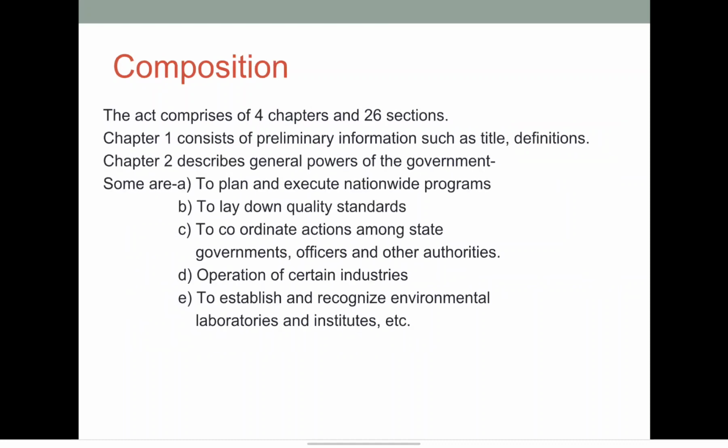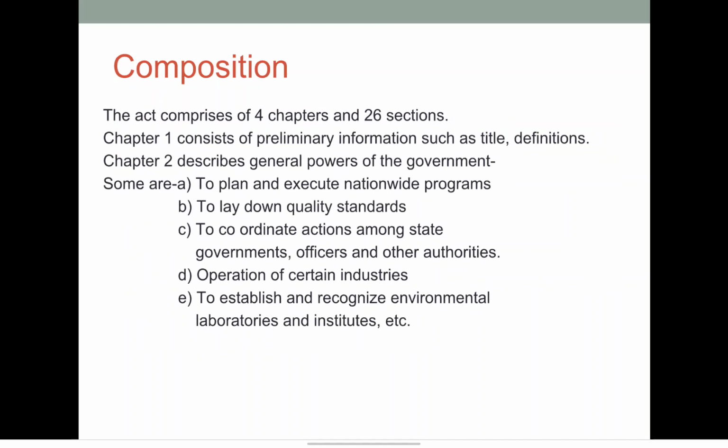Now let us look at the composition of this act. There are a total of 4 chapters and 26 sections. Chapter 1 consists of preliminary information or the basic information such as title and definitions. Section 2 of chapter 1 defines various terminologies such as environment, pollutant, hazardous substance, etc. So all those terminologies with respect to the environment are defined in section 2 of chapter 1.